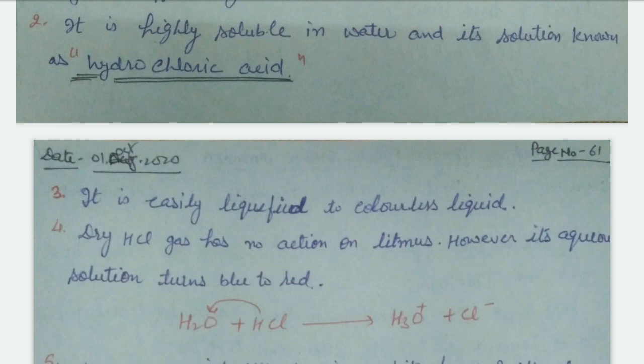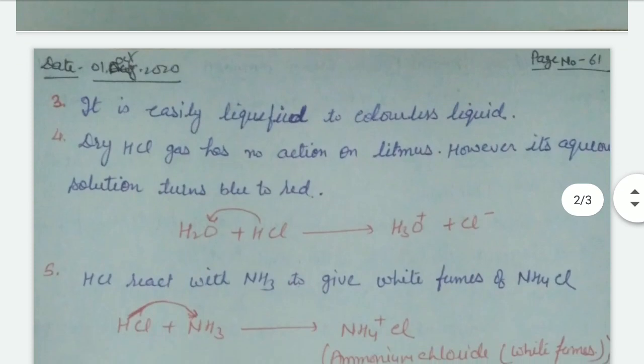Dry HCl gas has no action on litmus, but in aqueous solution it is called hydrochloric acid. Therefore, it turns blue litmus to red. H2O plus HCl forms H3O+ and Cl-. Therefore, it has a tendency to lose a proton and acts as a Bronsted-Lowry acid.